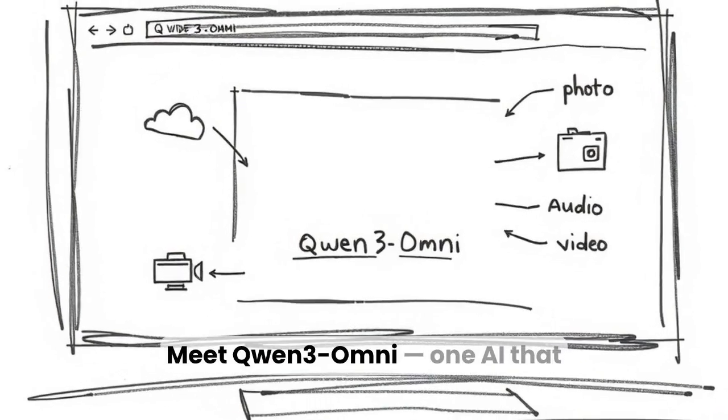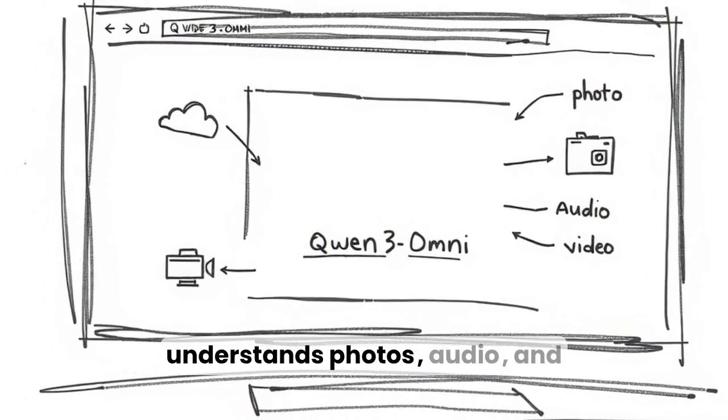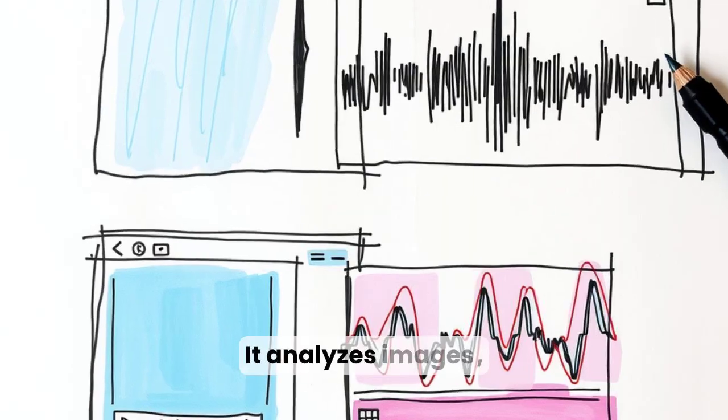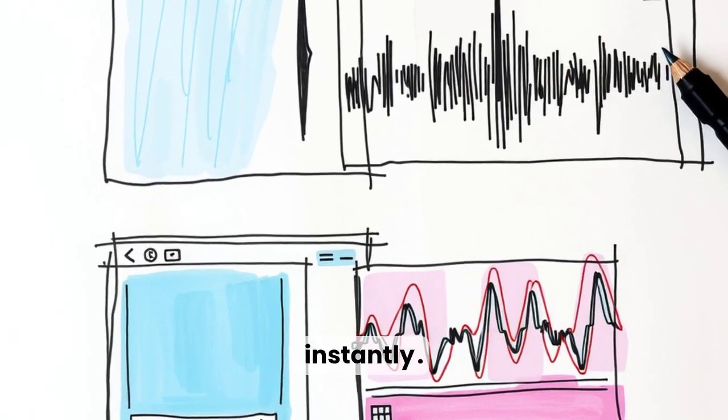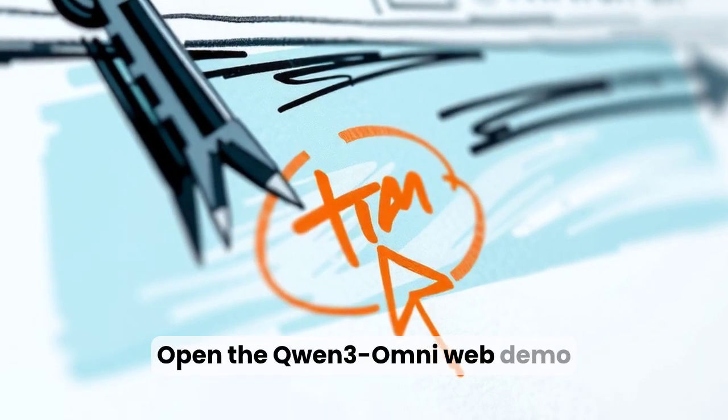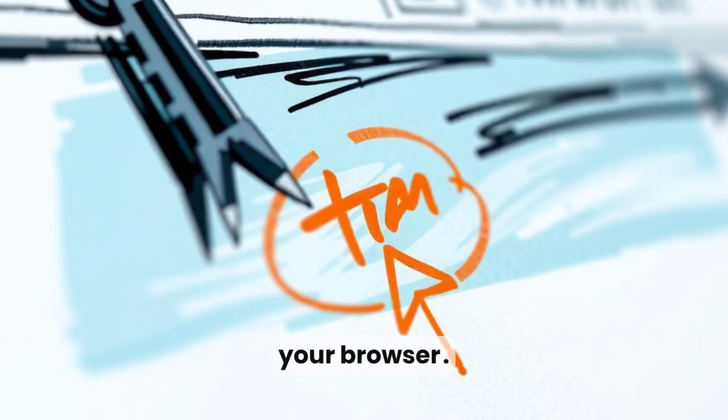Meet Qwen3-Omni, one AI that understands photos, audio, and video. It analyzes images, transcribes audio, and interprets video frames instantly. Open the Qwen3-Omni web demo to try multimodal inputs in your browser.